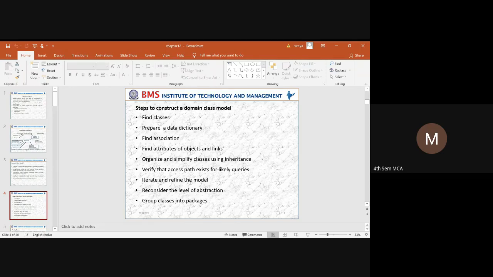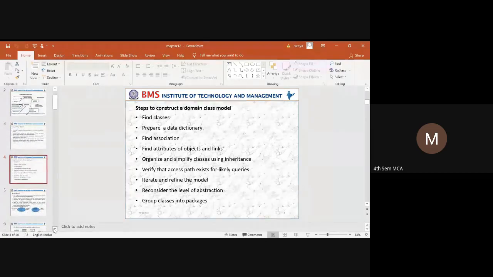Next thing is group the classes into packages. One way that you can simplify the class model is by using packages. A package consists of a group of classes, generalization, association, everything. So if you want to have one model with another model, one of the models can be declared as a package where it consists of all these particular classes. In that way, we can simplify the domain model.